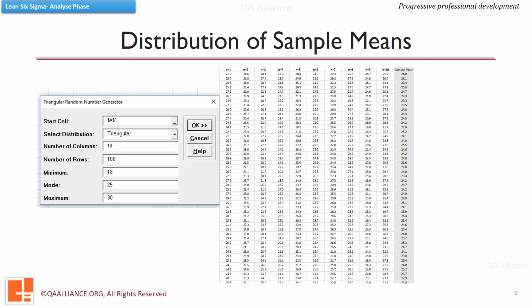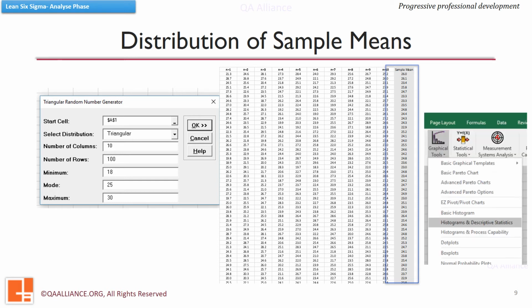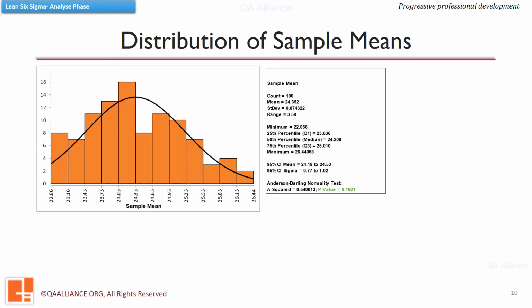Once the data is created, we add a column with averages of each row. These are the means of randomly generated samples, which are not normally distributed. Since n is 10 here, we now check whether the sample mean distribution is normal or not. We'll perform descriptive statistical analysis. This histogram and Anderson-Darling test suggests that the sample means are normally distributed.